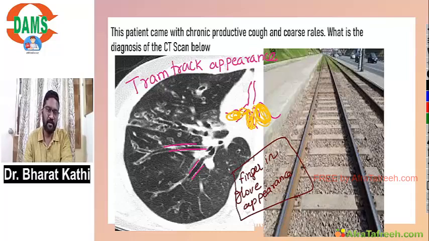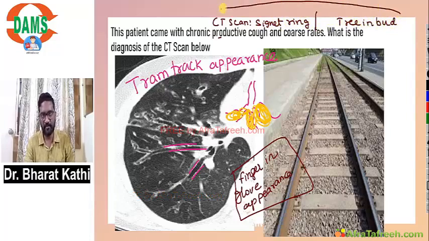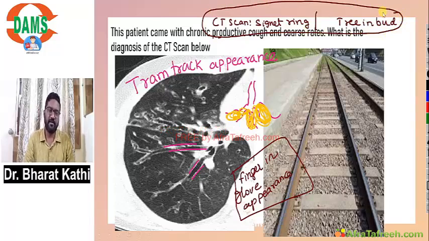Other signs of bronchiectasis such as tree in bud will all be visible on CT scan. On a CT scan you can notice the signet ring sign, and also you can see tree in bud. When I upload the CT chest spotters, I will show what this signet ring is and what this tree in bud is. On a chest X-ray, you can identify this tram-track appearance, a few cystic areas, and finger in glove appearance.